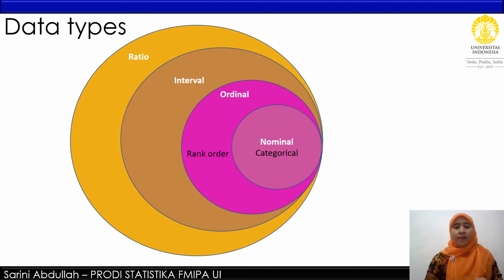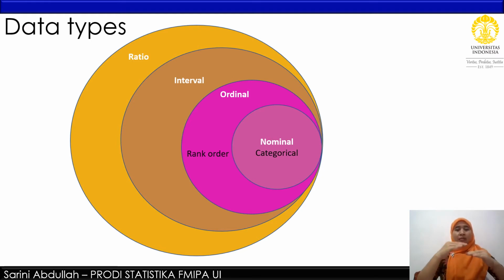While on the ordinal scale, we are introduced to a ranking system. So we know that one category is higher or more preferred than the other category. So the ordinal scale is still categorical data but already has the ranking or the ordering.